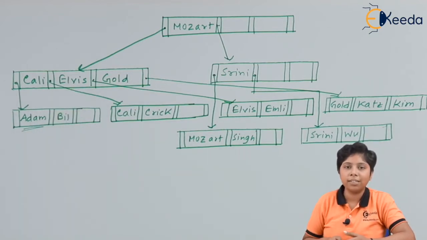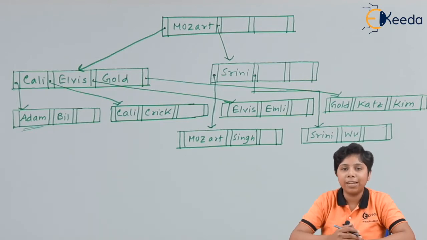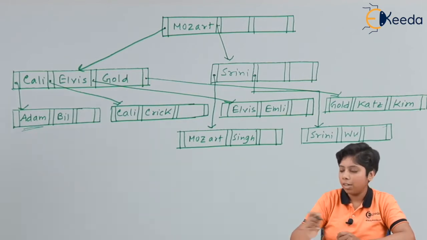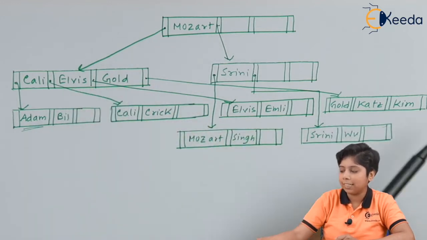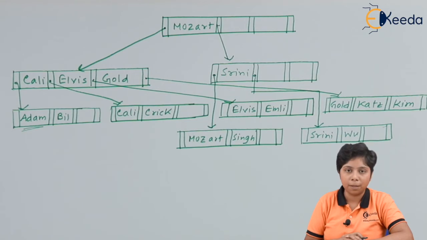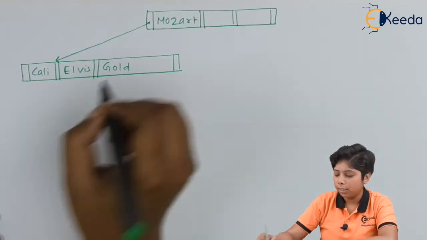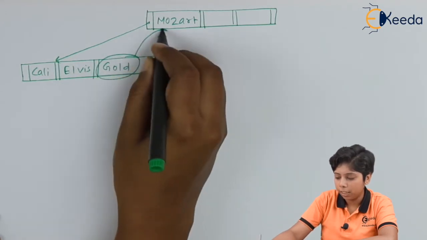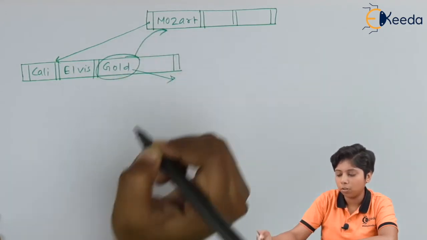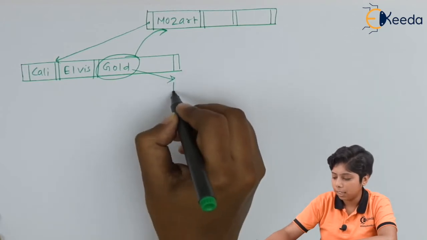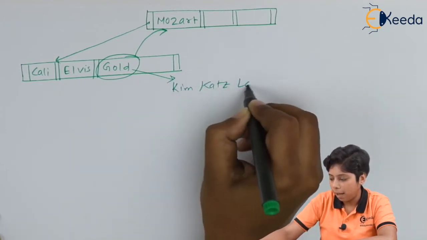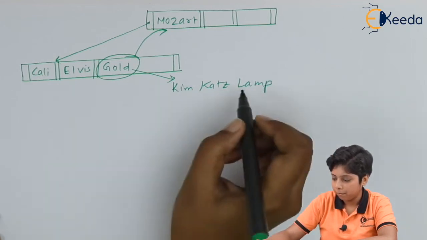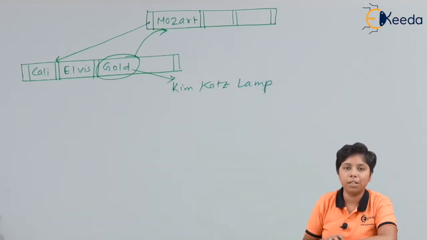So how can we do that? We will now improve the B plus tree in this way. Can we have this B plus tree with Mozart, Elvis, gold, and this cat, Kim and lamp as a subtree? So let us say this one. Now if we move like this, then gold needs to be upgraded here so that we can have, as the part of the right of gold, this Kim, cats, lamp, and also gold, because it will be the leaf node.